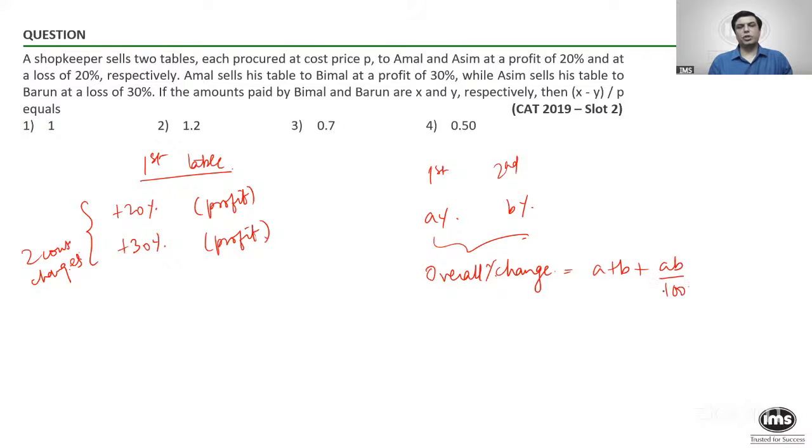So if you see, the two consecutive changes have taken place on the cost price of the table. First, it was increased by 20% by the shopkeeper. And then that increased price was further increased by 30% by Amal. So these are two consecutive changes, which means I can make use of this formula. So what will be the overall change? 20 plus 30 plus 20 into 30 upon 100. That is nothing but 56%.